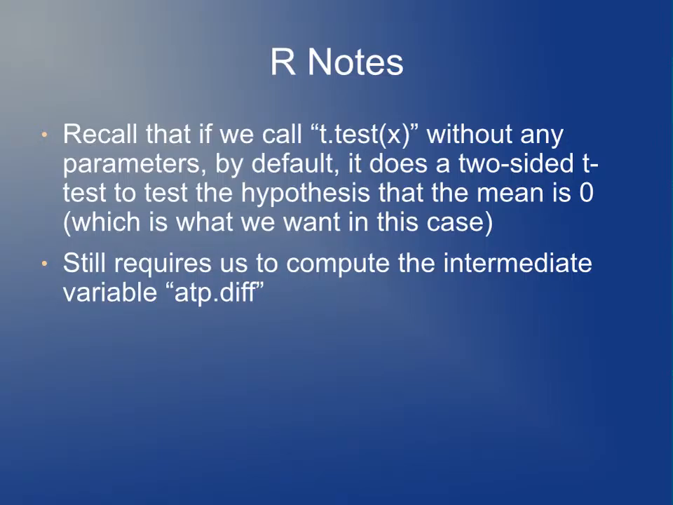As you'll recall, you can give t.test an additional parameter, mu equals whatever, to test the null hypothesis that the difference is equal to some value. The vast majority of the time, though, when you're using a paired t-test, you want to test the null hypothesis that the difference is equal to 0. If you don't specify a value of mu under the null hypothesis, it's assumed to be 0, which is what we want in most cases. But in order to do this with t.test, it still requires us to compute this intermediate variable ATP.diff.